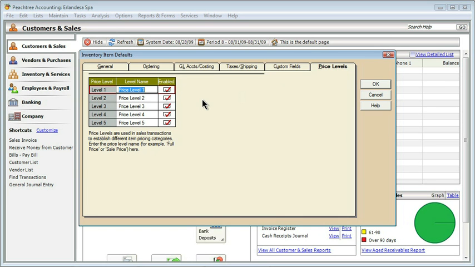I just wanted to point out that in this particular screen, the last tab is price levels. I can add price levels. For example, I could do corporate and I could do retail or government, wholesale, those types of things. But also remember in Peachtree Pro, we don't actually get to calculate the price levels. These would show up on the invoice, but they won't be calculated for us.